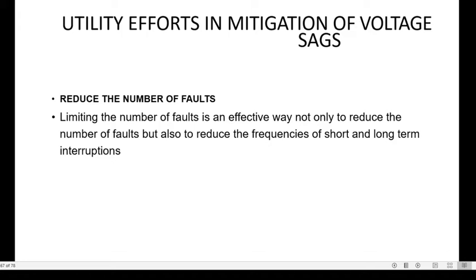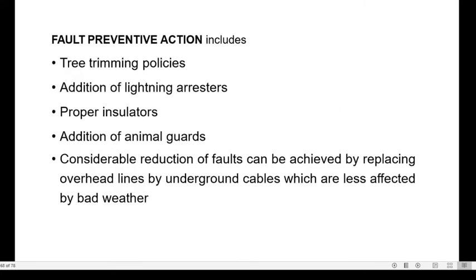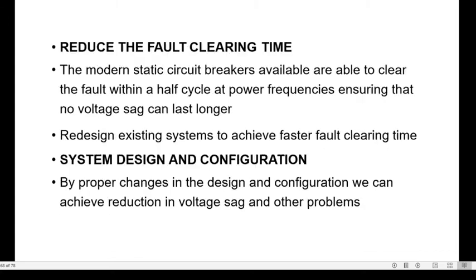Limiting the number of faults is an effective way not only to reduce the number of faults but also to reduce the frequencies of short and long term interruptions. Fault preventive action basically includes tree trimming policies, addition of lightning arresters (LA), proper insulators, and addition of animal guards. Considerable reduction of faults can be achieved by replacing overhead lines with underground cables, which are less affected by bad weather.